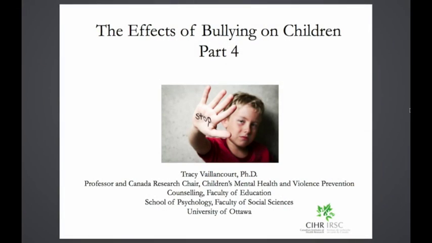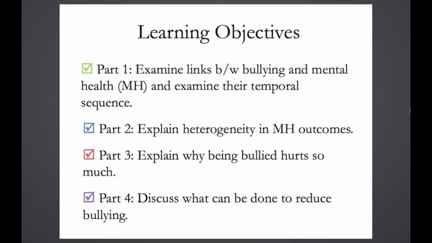In part 2, we examine the heterogeneity of mental health problems. So why is it that some kids are more depressed than others is one example. We looked at context, the context of the family, the context of the classroom. We looked at personal characteristics such as gender, and we looked specifically at biology and how certain biological profiles can be a risk factor or a protective factor.